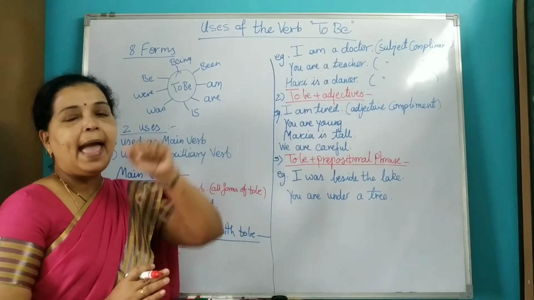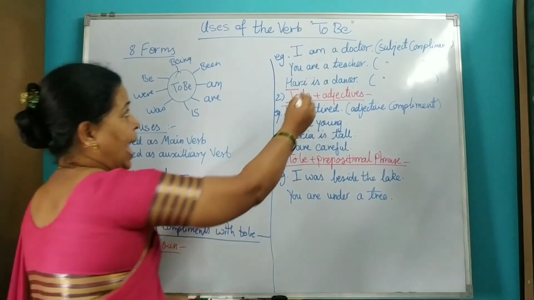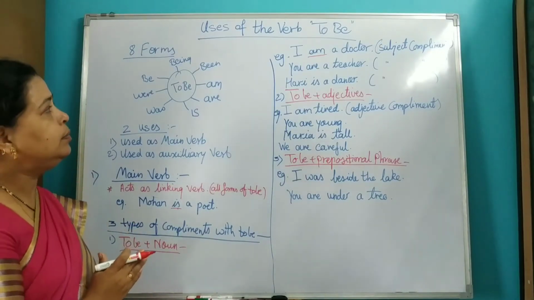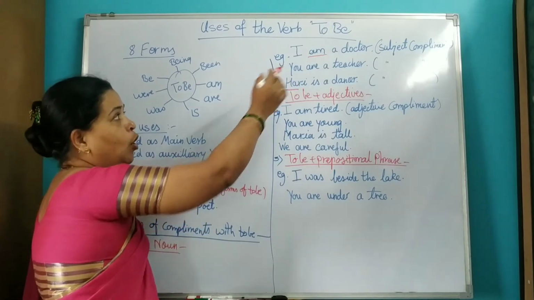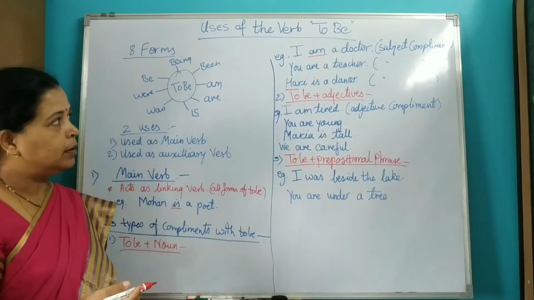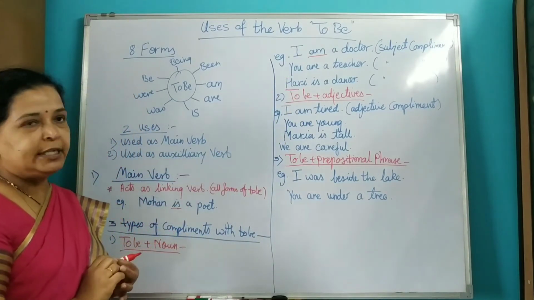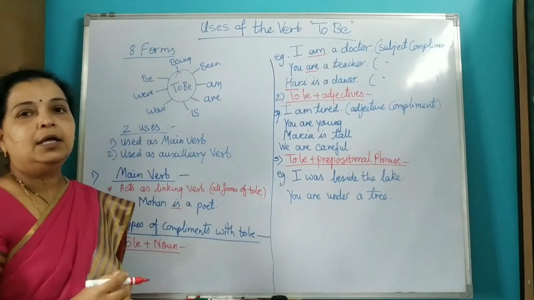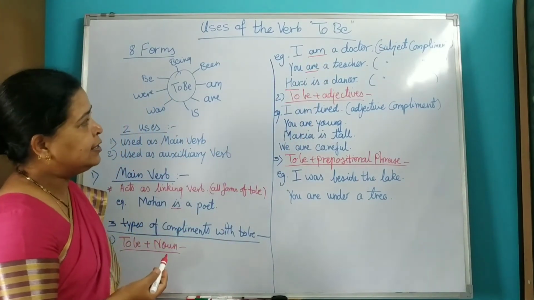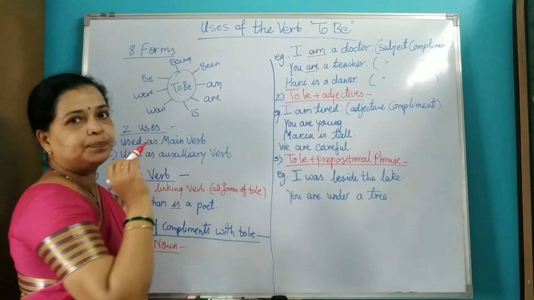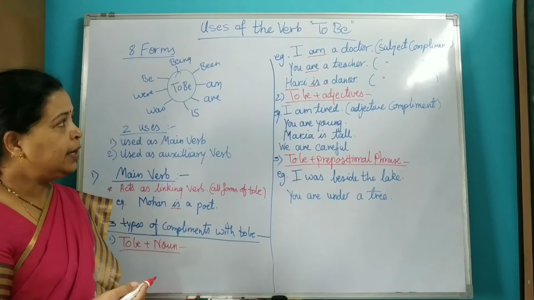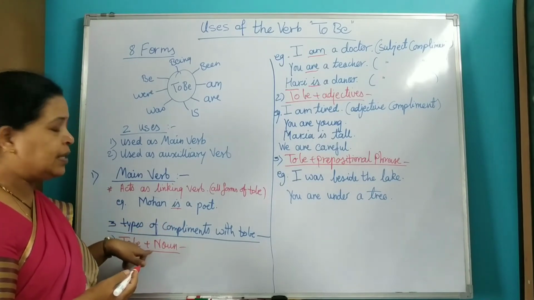Example, I am a doctor. There, am is the verb, the form of to be in the present tense. It is the main verb acting as linking verb. Okay, doctor is what? Complement. And it is called subject complement. Got it? Second example, you are a teacher. Are is the verb, main verb, teacher is the complement, subject complement. And last example, Hari is a dancer. Here also is is your main verb, dancer is the complement, subject complement. That is the first type of complement with to be, that is to be plus noun.